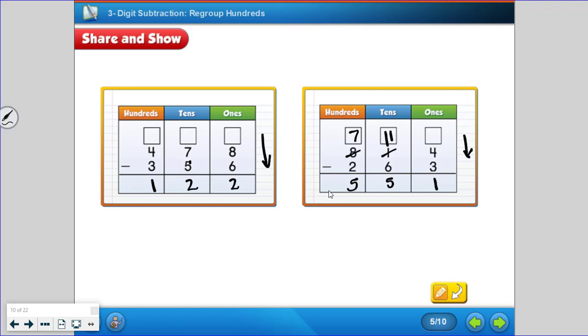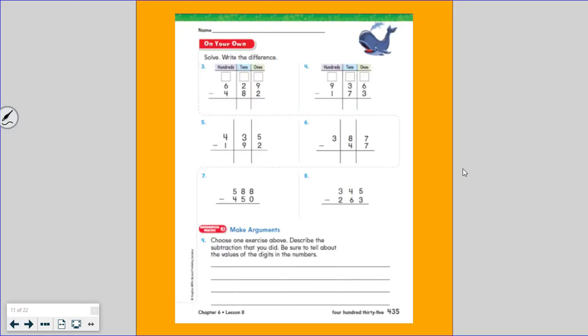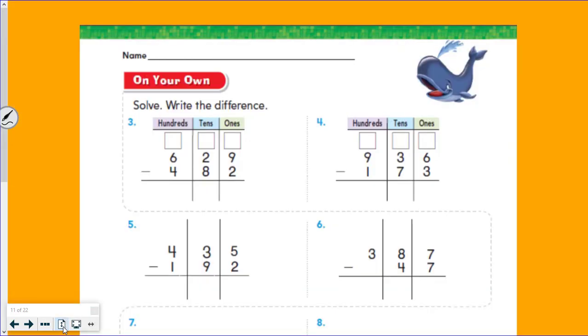All right, let's try some more. Let's go to page 435 in your book. Right here, 435. So I want you to try number 3 and 4, and then come back and we'll check number 3 and 4 together. All right, you've unpaused your video, so now we can check 3 and 4.